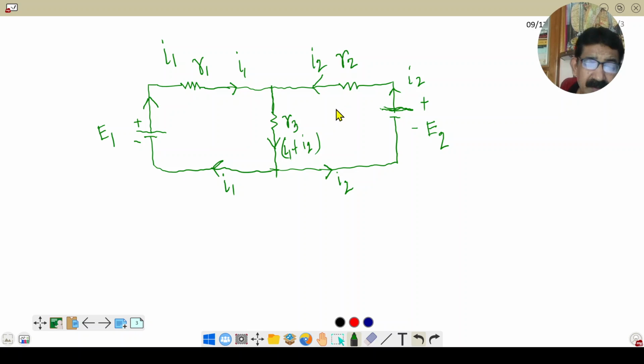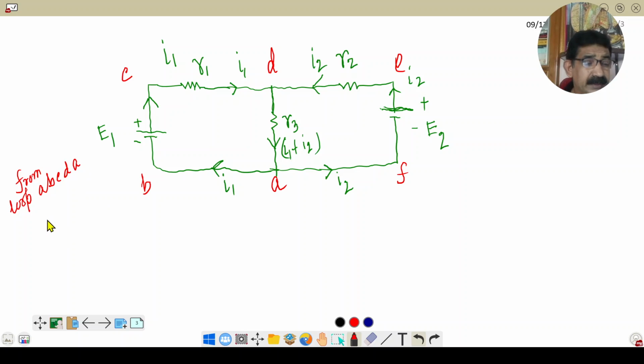Now there are two meshes or loops in this circuit, and we are denoting the names A, B, C, D, E and F. Okay, now from loop A, B, C, D, A, there is no source of potential or no resistance. So this part does not require our attention.